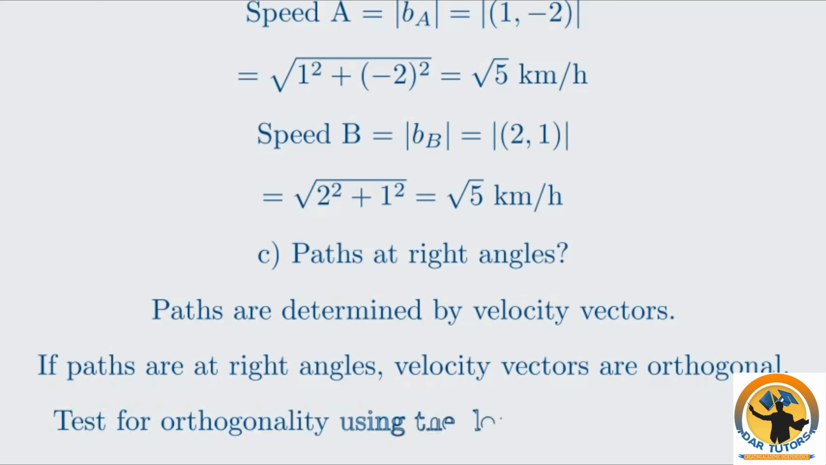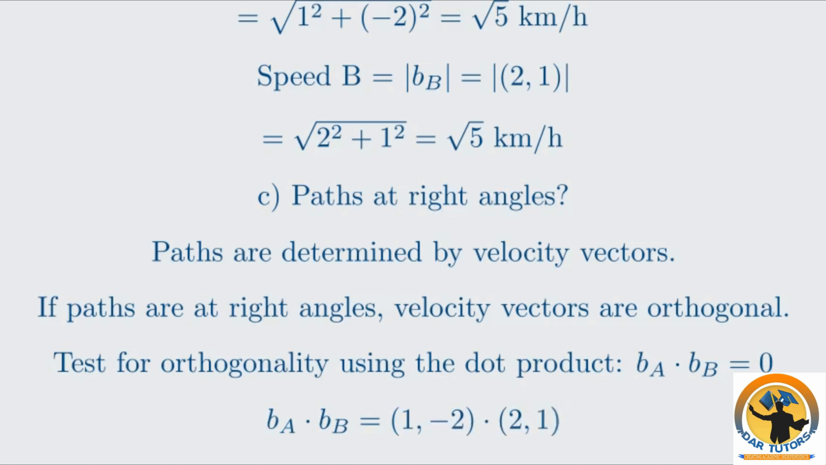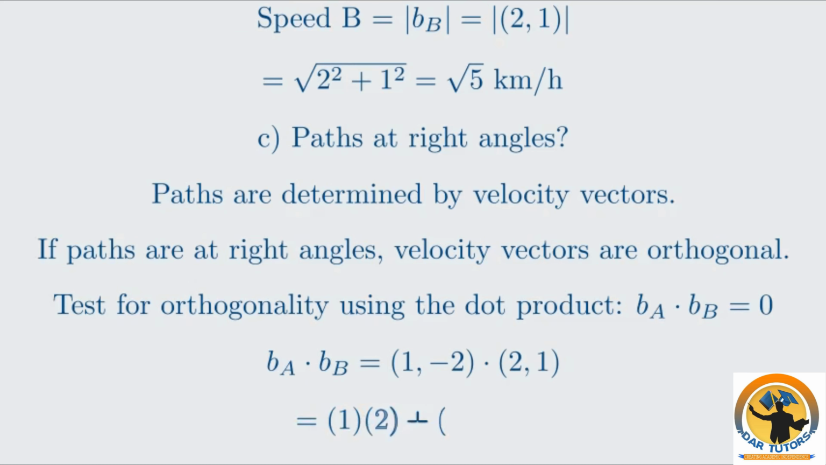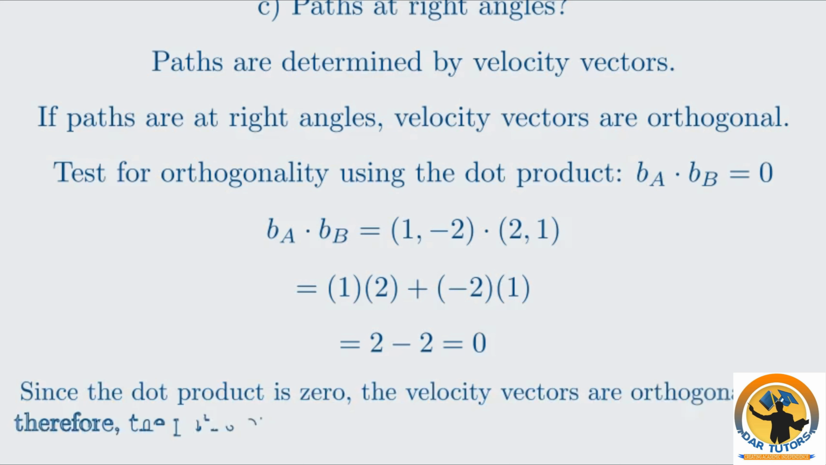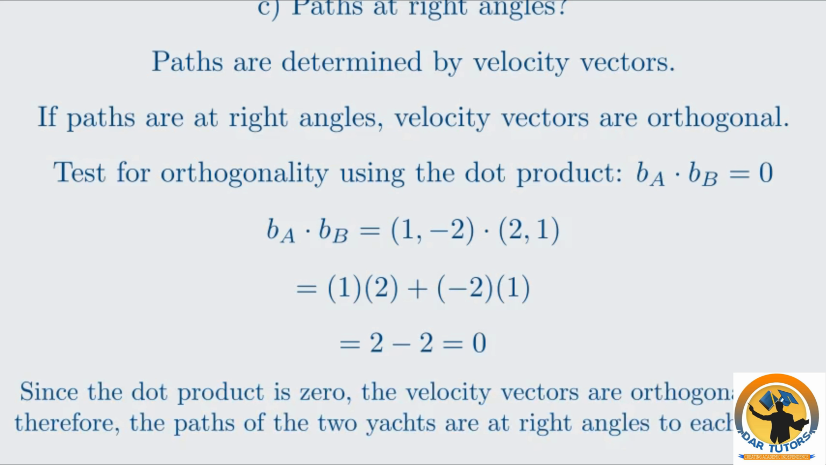We can test for orthogonality using the dot product. If the dot product of 2 non-zero vectors is 0, they are orthogonal. Let's calculate the dot product of b_a and b_b. We multiply the corresponding components and add them. That's 1 times 2 plus -2 times 1. This gives us 2 minus 2, which equals 0.